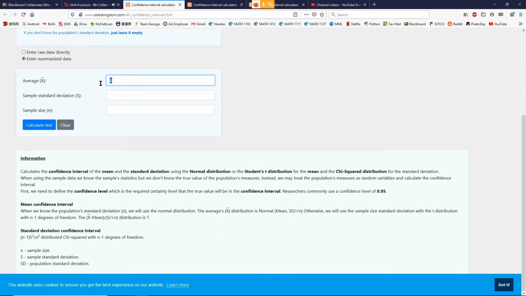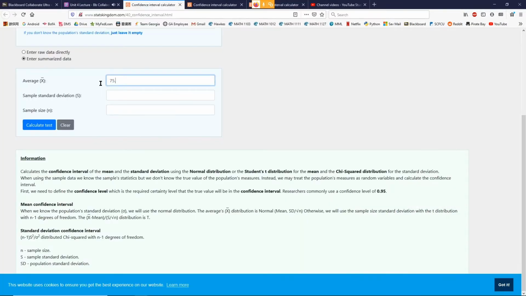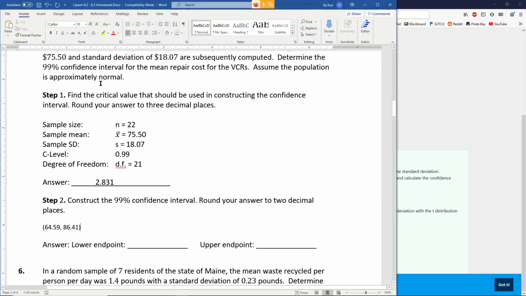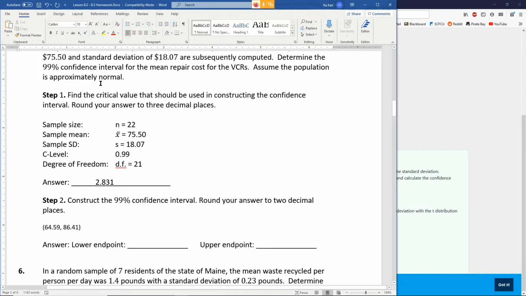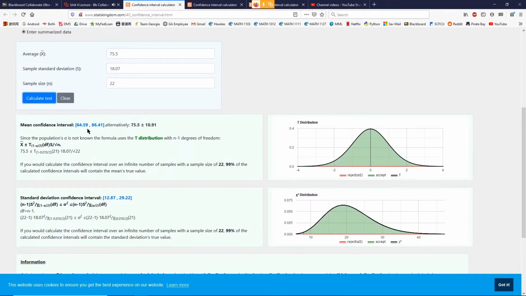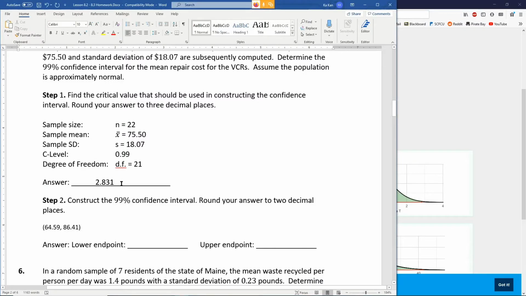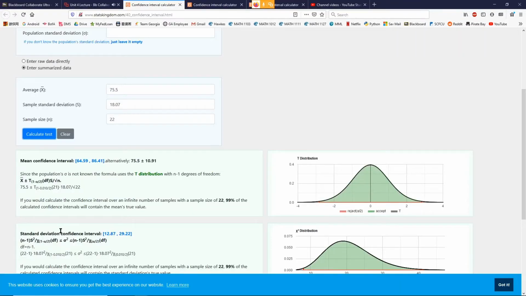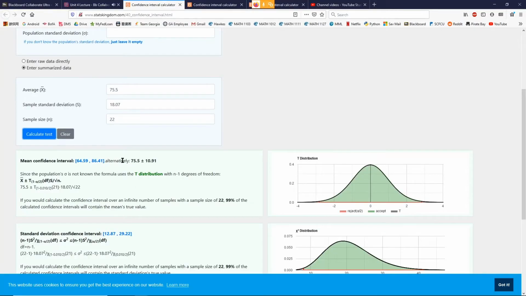What's the sample mean? It's let's see, 75.5. Sample standard deviation is 18.07. Sample size is 22. Calculate, and let's say 64.59 to 86.41. So from 64.59 and 86.41. So it's exactly the same answer.